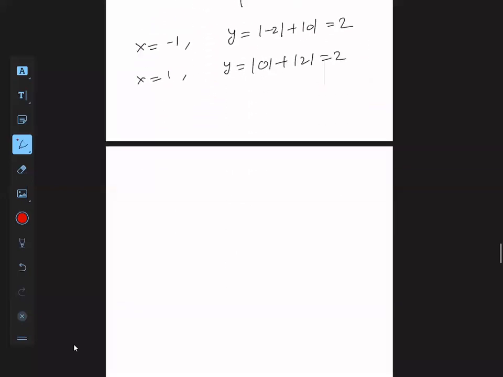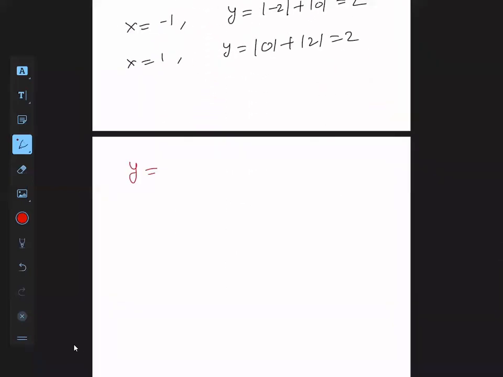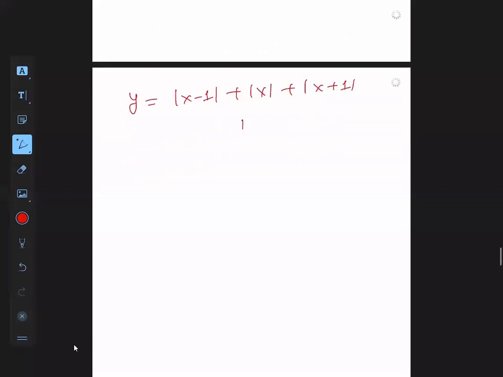One more problem I am going to explain. Let's say y is equal to mod x minus 1 plus mod x plus mod x plus 1. This is the last one. What are the critical points here? Critical points are -1, 0 and 1.